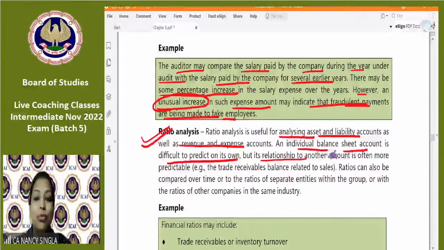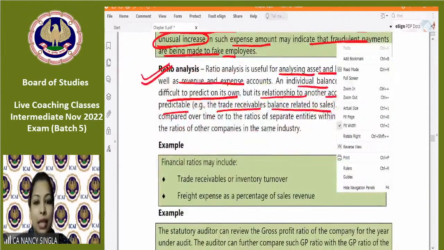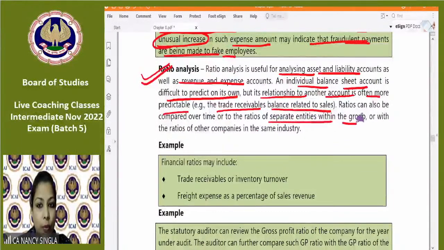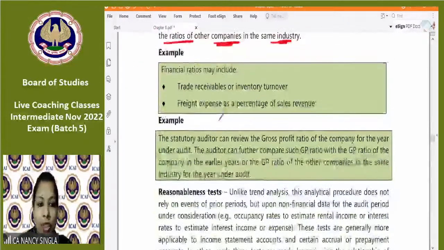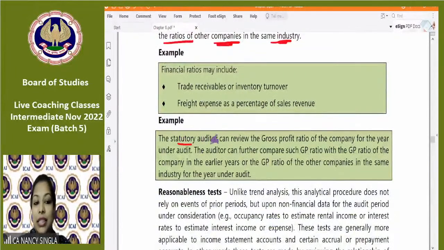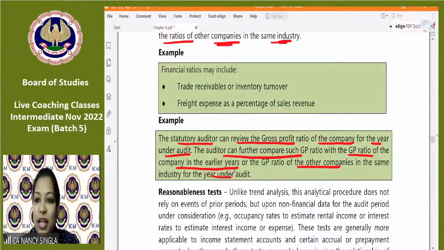But its relationship to another account is often more predictable, like trade receivable balance related to sales. And ratios can be compared with separate entities within the group, like the group companies, the ratios of other companies in the same industry, or it can be compared over time. Simple hai. What are the financial ratios? This can be an example. The statutory auditor can review the GP ratio of the company for the year under audit. The auditor may further compare it with the GP ratio of the company in earlier years or with another company in a similar industry. Simple. Tell me whether you are able to understand or not.